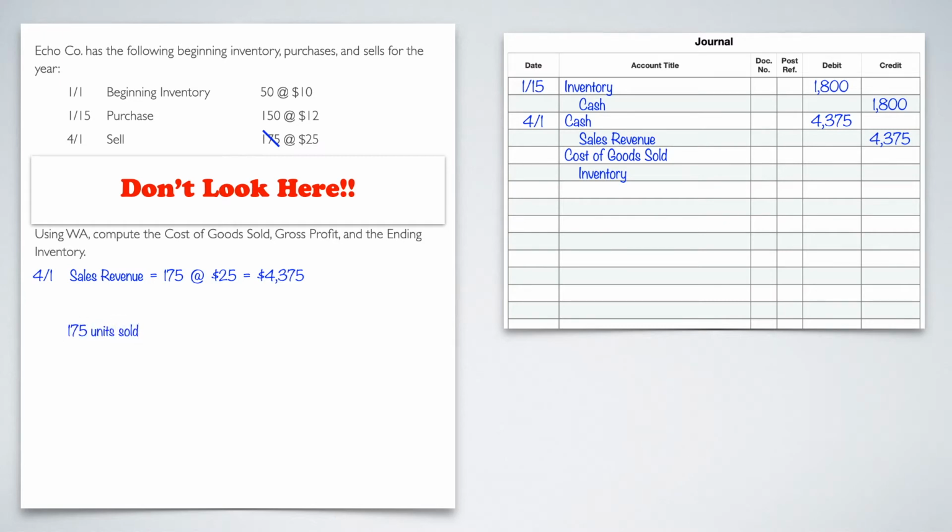But remember, we're using weighted average this time. So we've got to look for that magic number. And remember, it's a three-step process. The first step is to multiply everything out. So I'm going to multiply the 50 times the 10. That's going to give me 500. And the 150 times the 12, that's going to give me 1,800. That's step one. Step two is to add those two together. So if I add that up, that's going to give me 2,300.